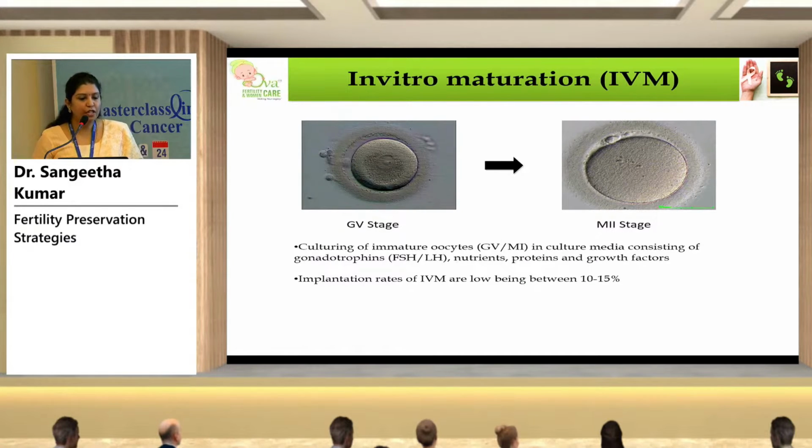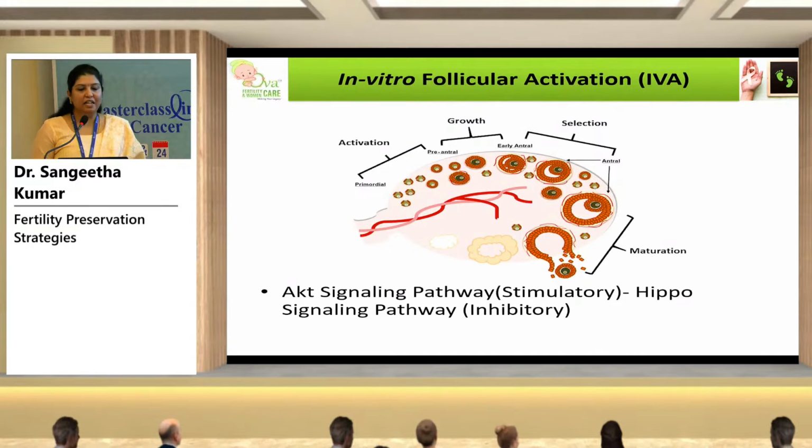In vitro maturation: in this cohort we get immature eggs, which are subjected to IVM media containing gonadotrophins, nutrients, proteins, and growth factors. We culture them for almost 2 days, about 36 hours, and then check whether they have progressed to the metaphase 2 stage. Only then can we go ahead with the fertility treatment. But the implantation rate of IVM is low, between 10 to 15%. This is a relatively newer technique.